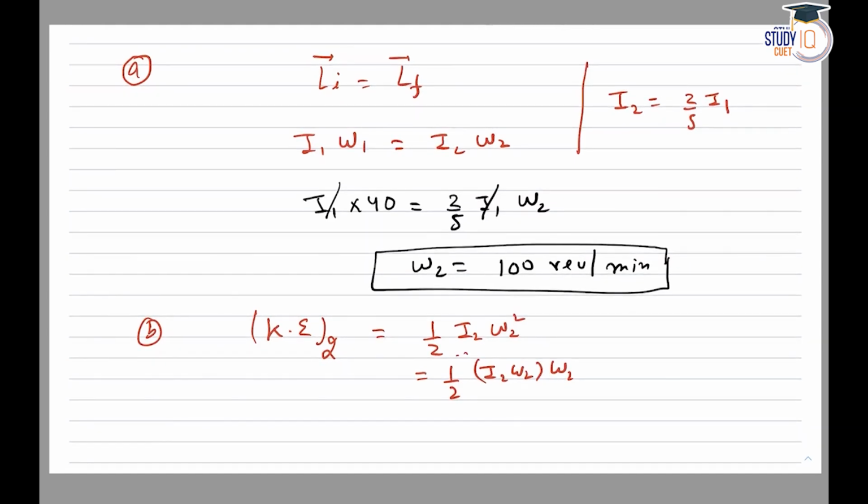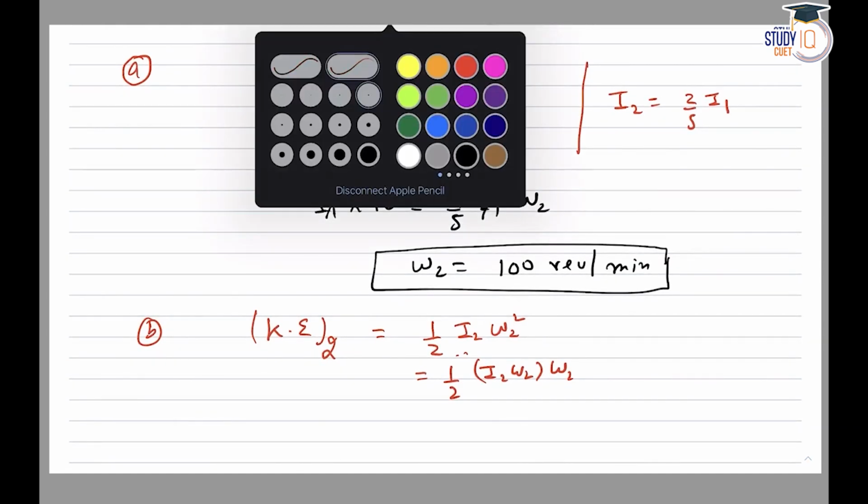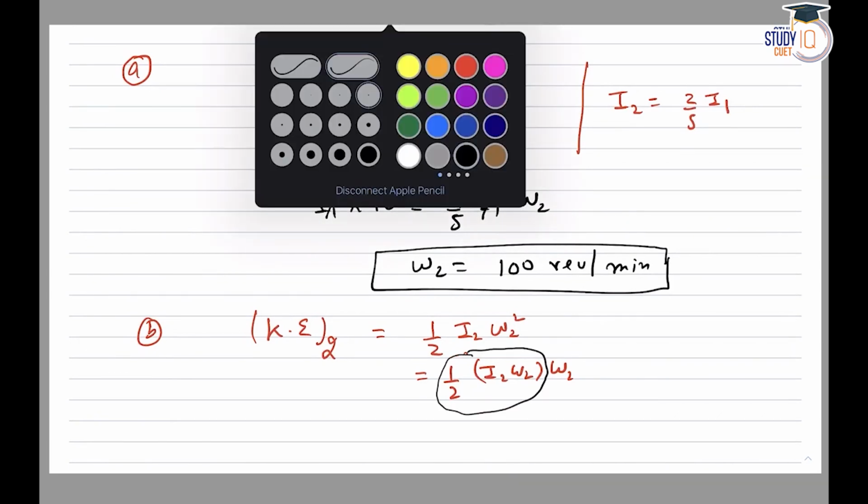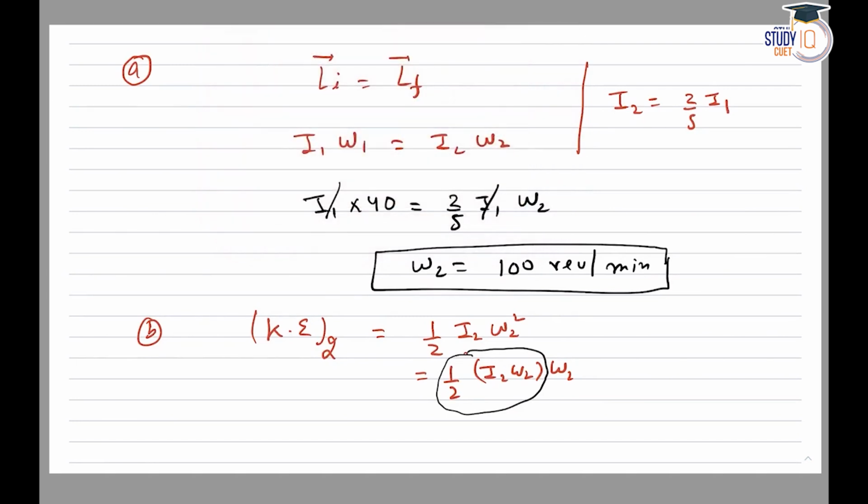This works because the expression is the same in both situations, as I1 omega 1 equals I2 omega 2, and the factor of 1/2 is the same. So in the expression of kinetic energy 2, an additional factor of omega 2 is coming, and in the expression of kinetic energy 1, we can write half I1 omega 1 into omega 1. So I1 omega 1 is equal to I2 omega 2, and the 1/2 factor is the same.